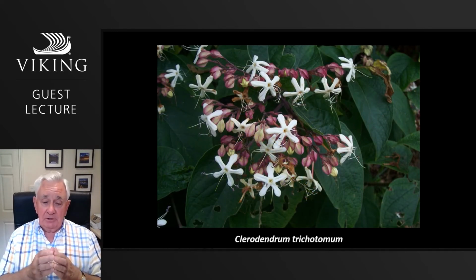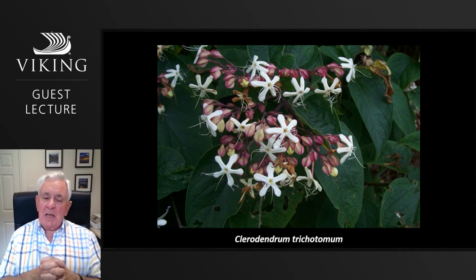This plant here, Clerodendron, which I grow in my garden, is a very interesting plant. If you go up and smell the flowers, they have a wonderful scent. They are designed to attract pollinators. However, if you take the leaves and you crush them, they have an absolutely putrid smell.